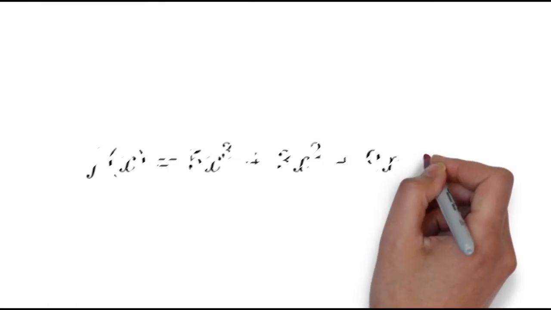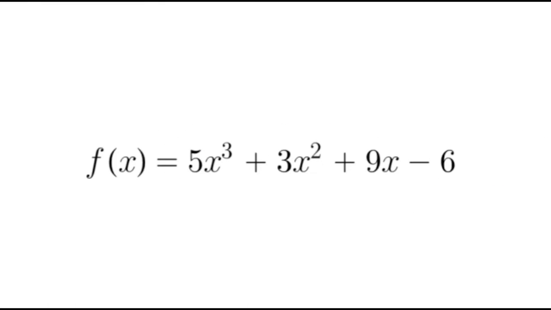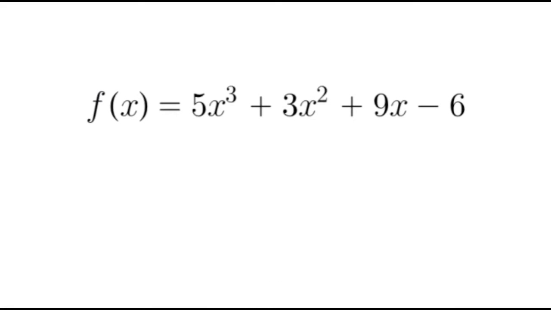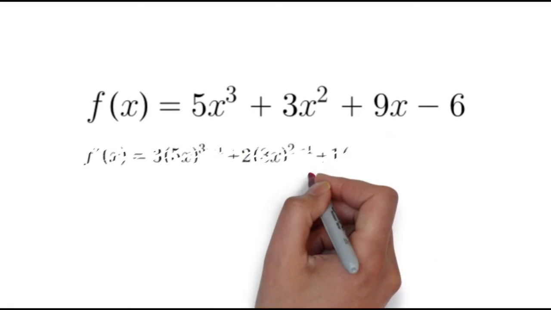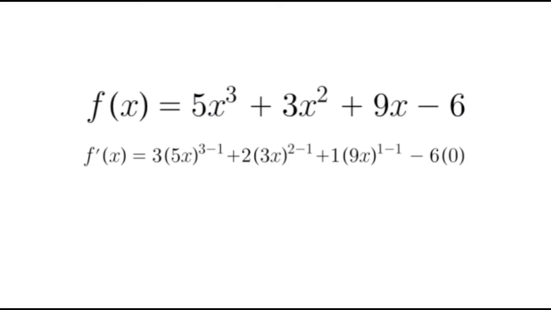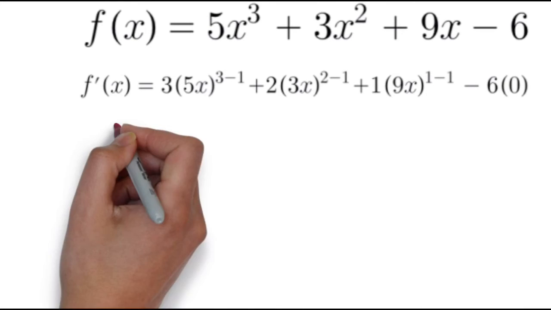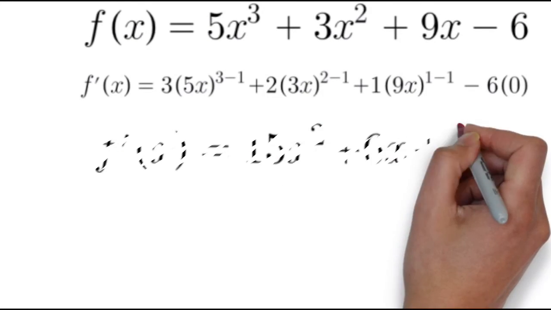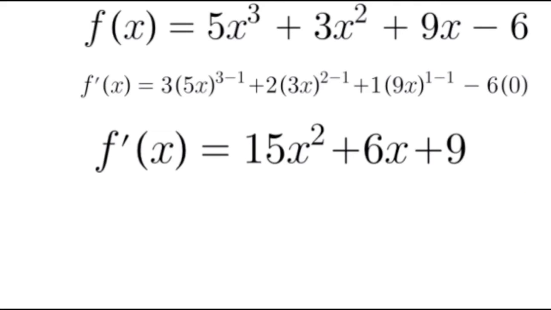Here's another. F of x equals 5x cubed plus 3x squared plus 9x minus 6. This then becomes 3 multiplied by 5x to the power of 3 minus 1 plus 2 multiplied by 3x to the power of 2 minus 1 plus 1 multiplied by 9x to the power of 1 minus 1. And since the derivative of a constant is 0, 6 also becomes 0. Final answer is f prime x equals to 15x squared plus 6x plus 9.